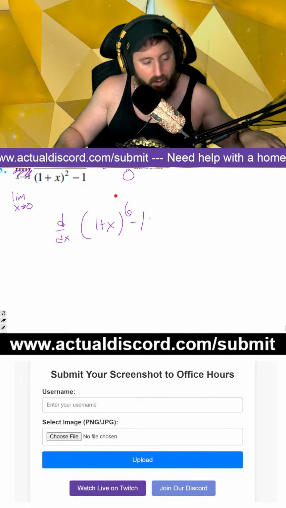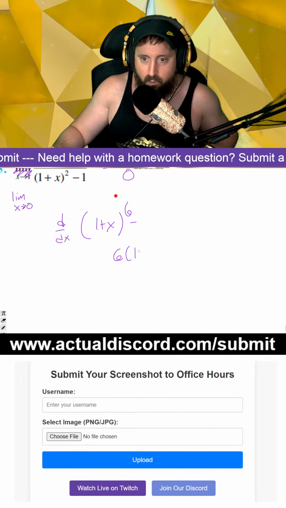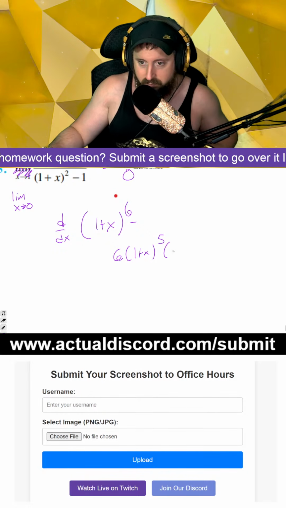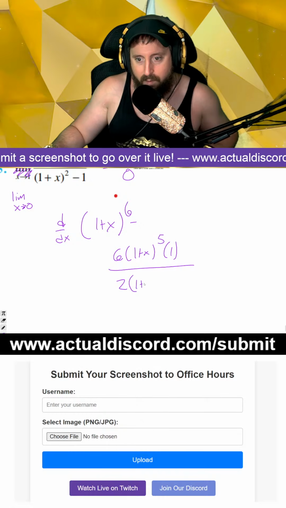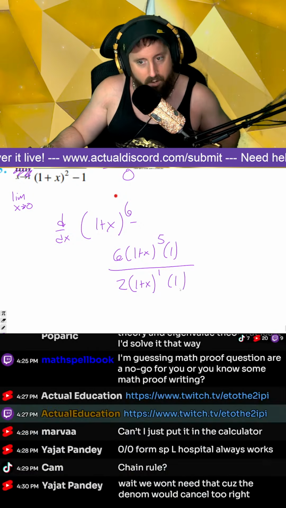So the derivative of this is 0. We don't really care about this. But then this becomes 6(1 plus x)^5 times the derivative of what's inside, which is just 1. So we're cool. And then on the bottom, you get 2(1 plus x)^1 times 1. Okay, awesome.